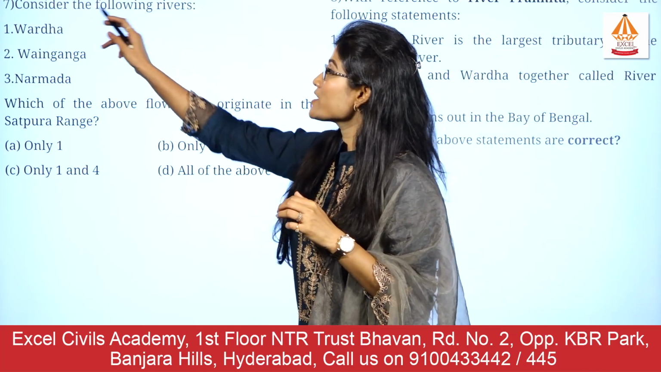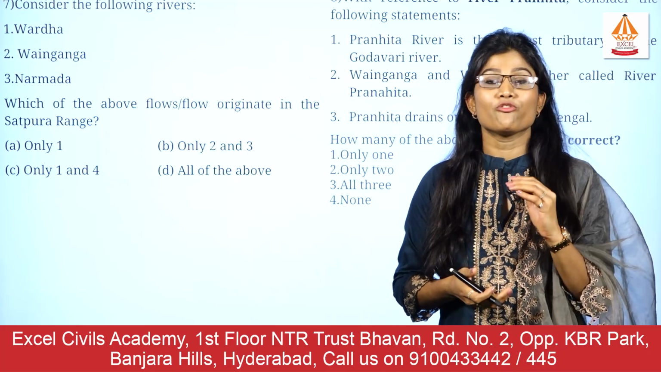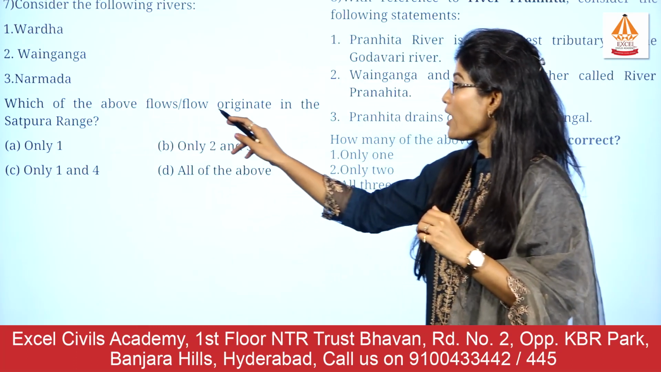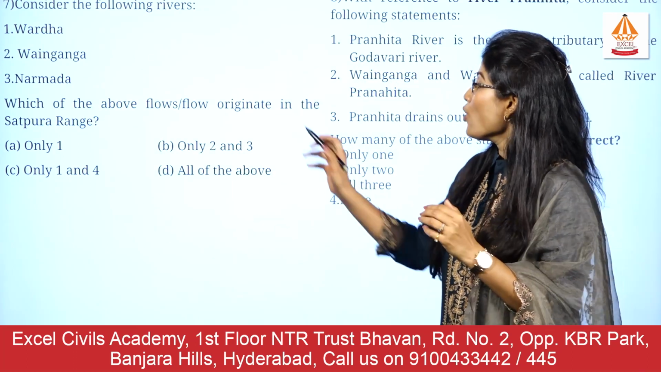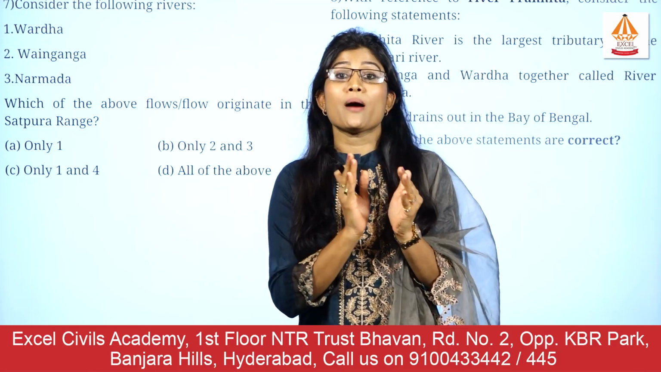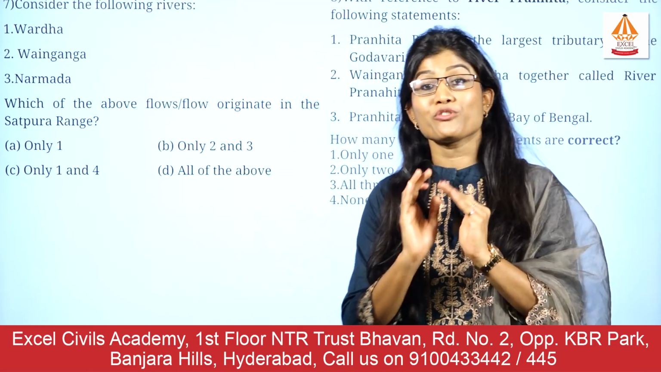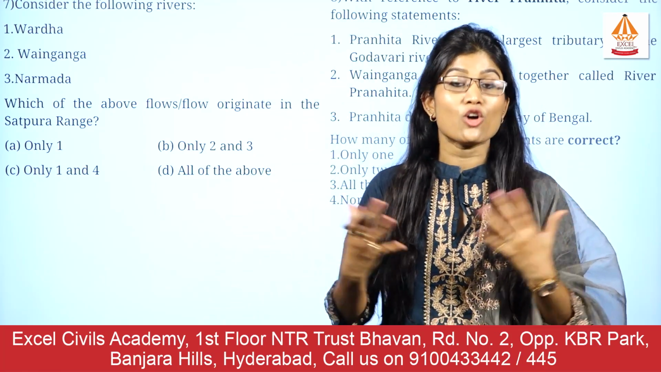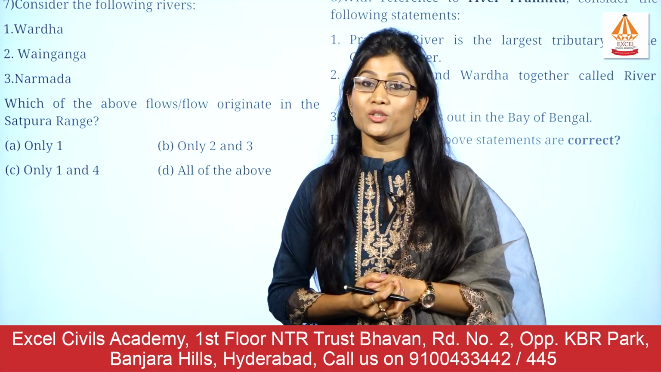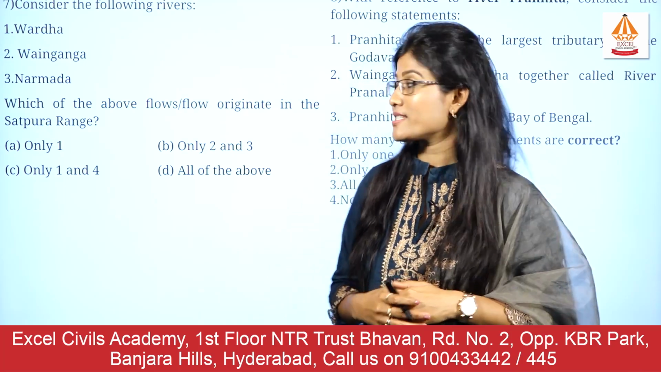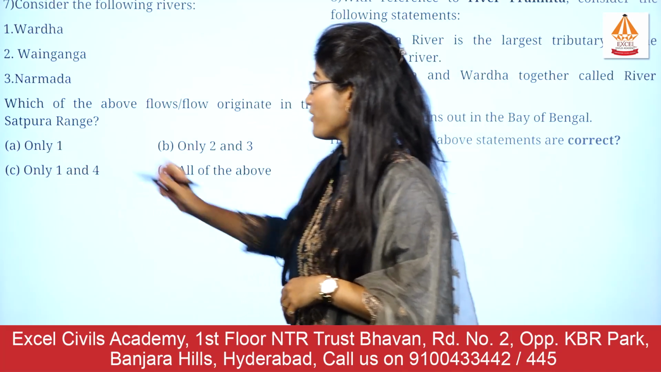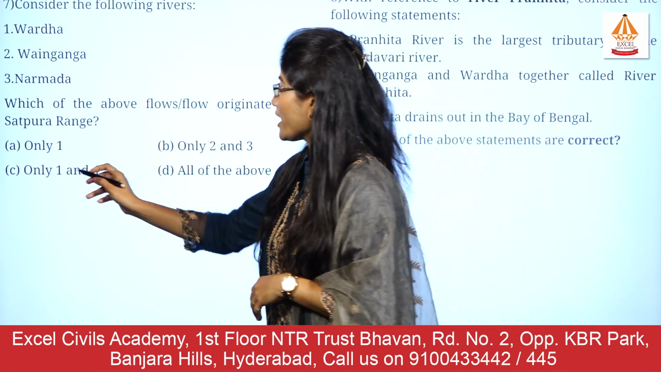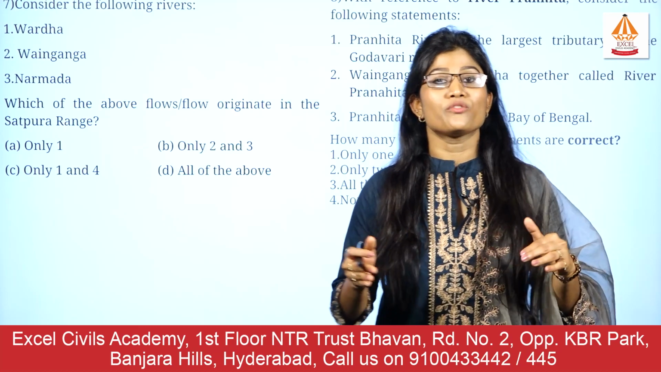Seventh question that we have, consider the following rivers. River Vardha, Vainaganga and Narmada. Which of the above flows or flow originate in the Satpura mountain range? So if you want to solve this question, it is very, very necessary that you should have clarity of all these tributaries. Otherwise, you will not be able to solve this. Option first, only 1. B, only 2 and 3. C, only 1 and 4. And D, all of the above.